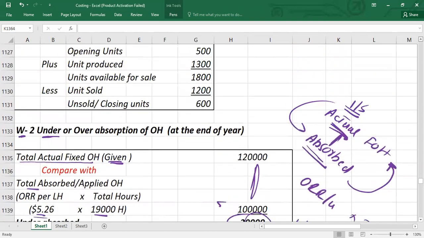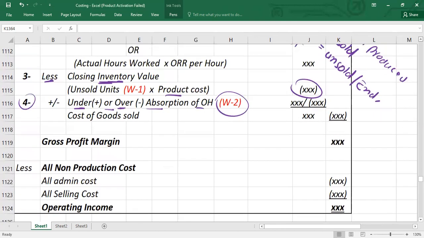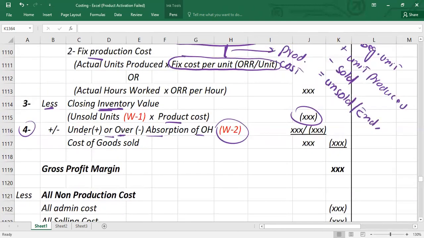So under applied you will always add in the income statement. Why are we adding under applied in the fixed cost? The reason is that our absorbed overheads are less, but actual are more, so you want to reach the actual. So under you need to add, and over you will always subtract, because absorbed are more and actual is less, and you want to move from higher to lower value. That is why over absorbed you will minus.